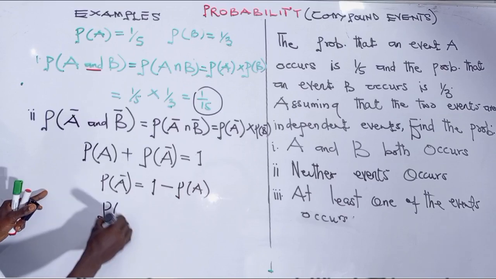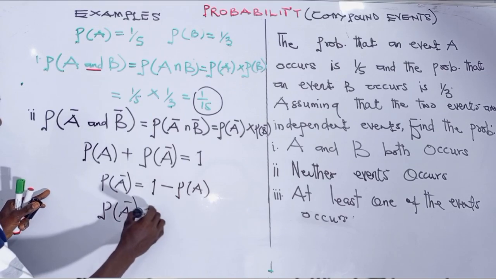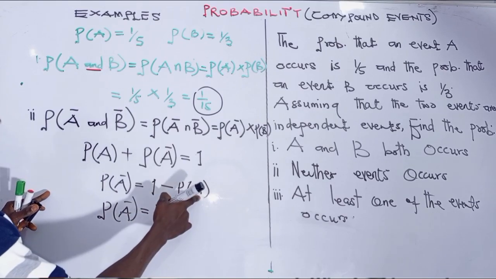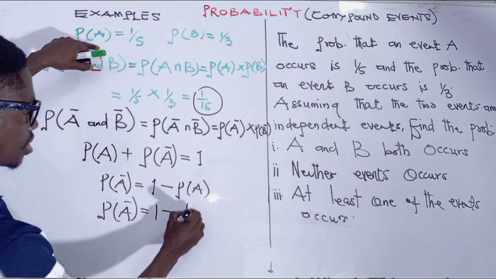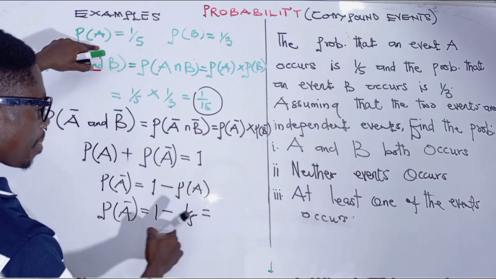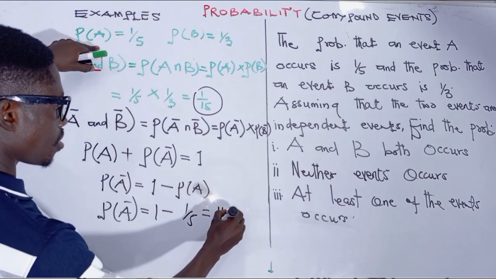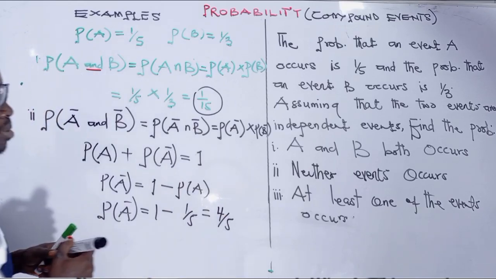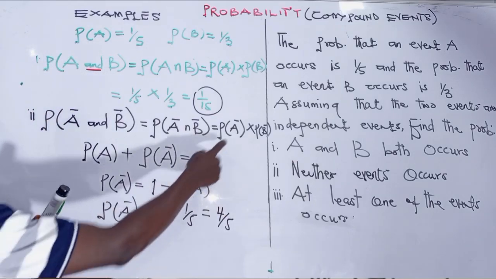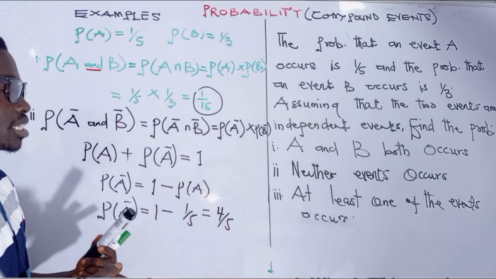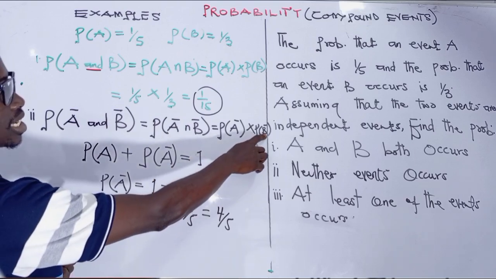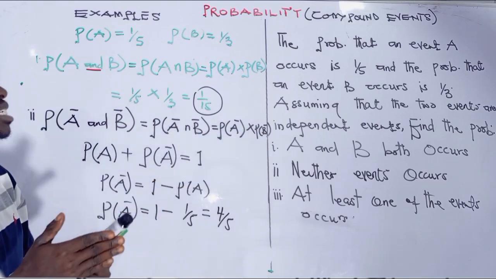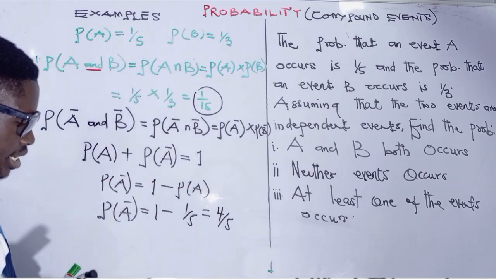So from here we can see that the probability that A doesn't occur will be 1 minus the probability that A occurs, which is 1 over 5, and this is going to give us 4 all over 5. So once we know this, we can proceed to find the probability that event B doesn't occur.